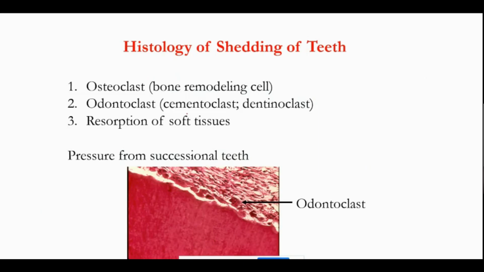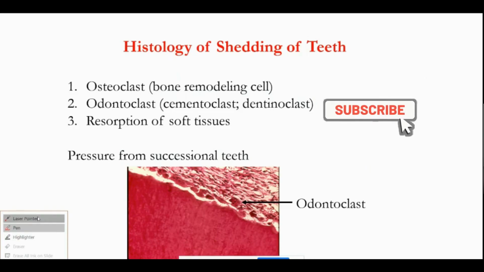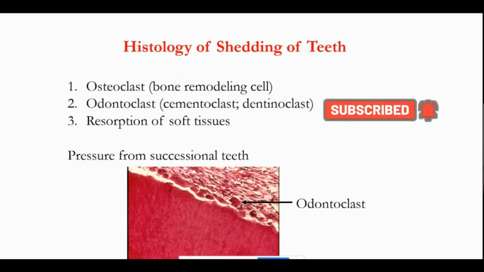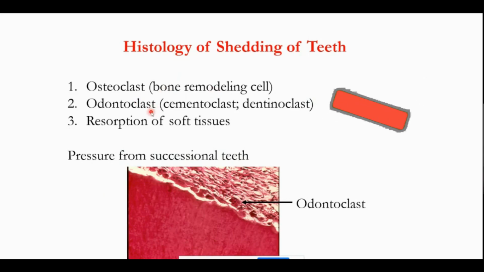So when I said I will discuss with you the osteoclasts, which are nothing but the bone resorbing cells, okay, we also have similar cells called odontoclasts. Odonto is relating to the tooth, and clasts are the cells which cause the resorption. So we have cementoclasts and dentinoclasts. What are cementoclasts? They cause resorption of cementum, and dentinoclasts cause resorption of the dentin. So what we see here, the multinucleated giant cell next to the dentin, is nothing but the odontoclast, okay?